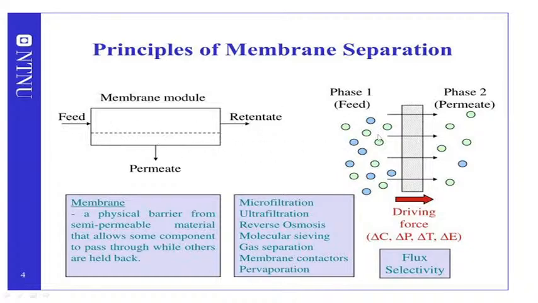Here you can also see different colors, meaning it is composed of different things, but we require only one fraction, which is separated through this membrane module. A membrane is a physical barrier made of semi-permeable material, and it allows some components to pass through while others are held back. This will be held back and this will be passed through. What is passing through is the retentate, and what is held back is the permeate.